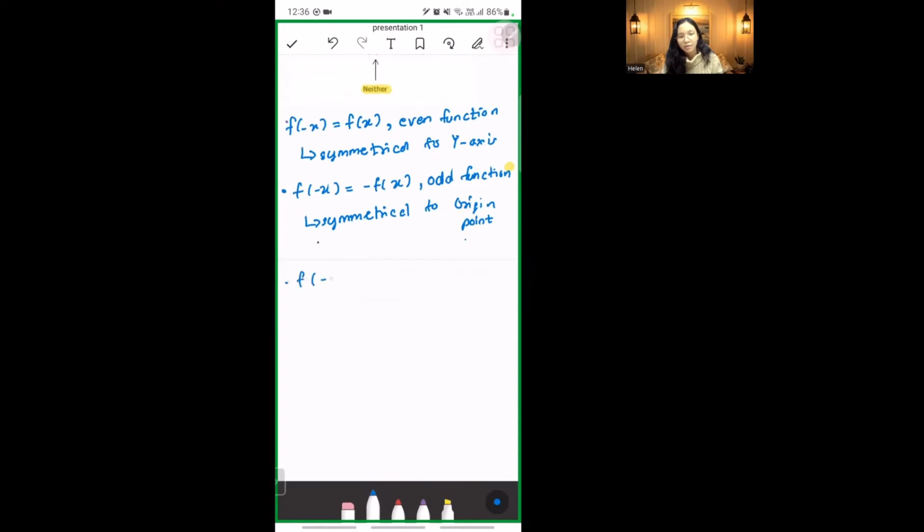If our function is such that f of minus x is not equal to f of x, or f of minus x is not equal to minus f of x, then our function will be neither odd nor even function. And we have to also note down that it has no symmetrical properties. In other words, it is not symmetrical.